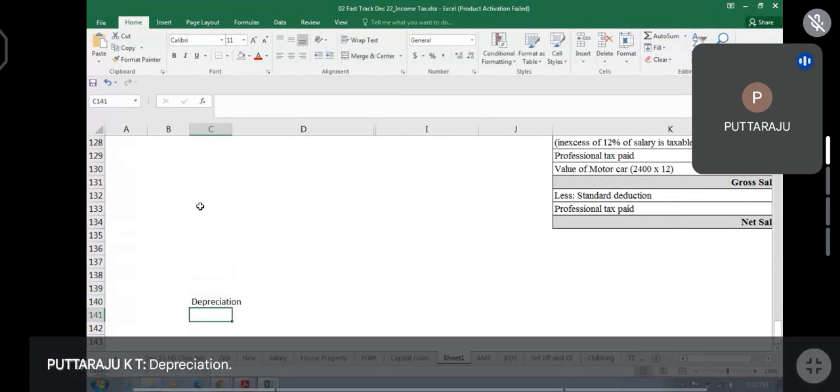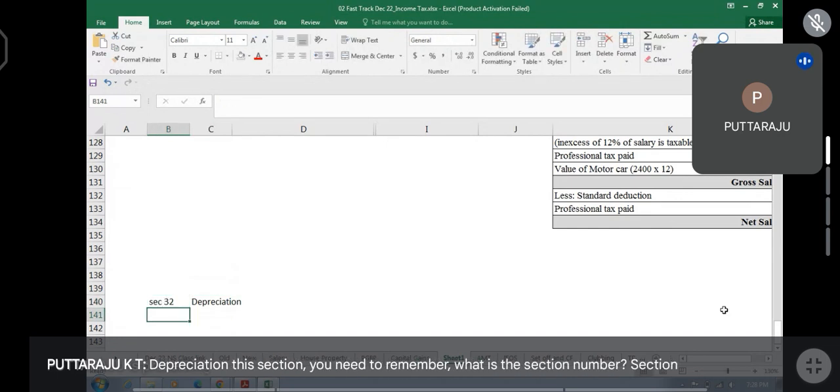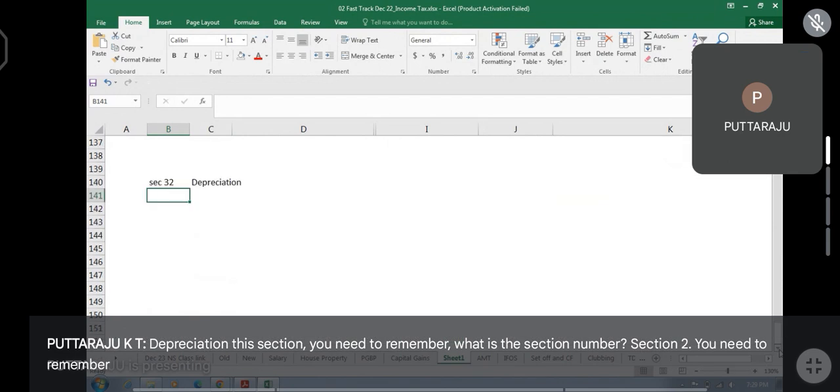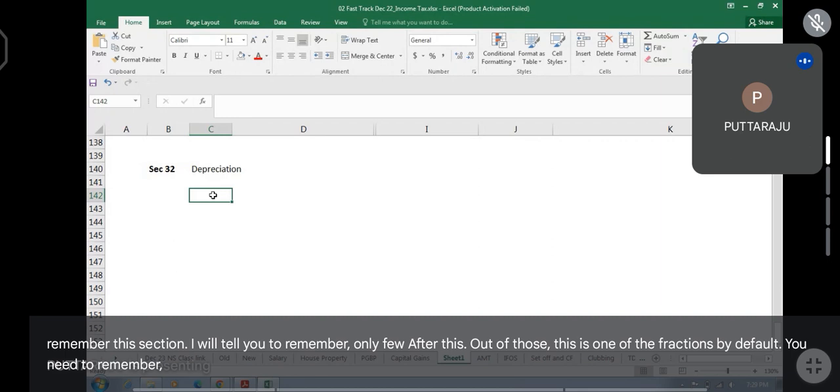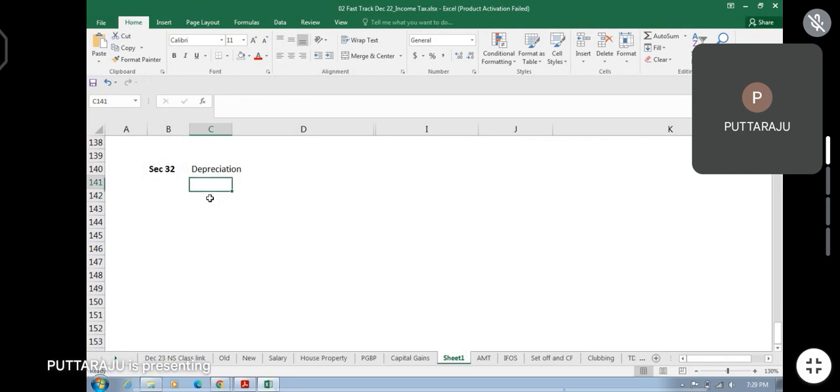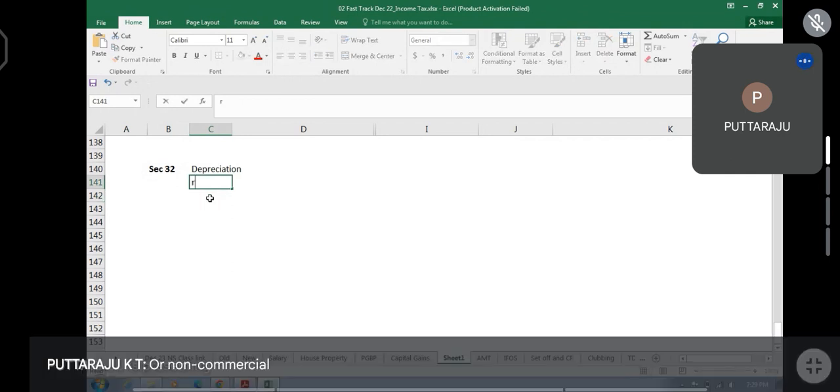Depreciation. This section you need to remember. What is the section number? Section 32. You need to remember this section. I will tell you to remember only a few, and out of those, this is one of the sections you need to remember by default. What is the meaning of depreciation? Any commerce students? Or non-commerce can also tell.